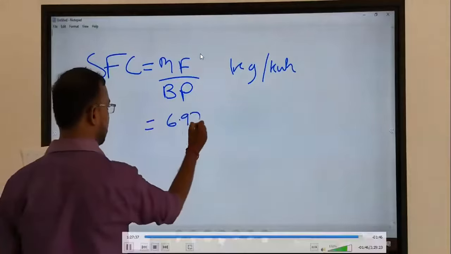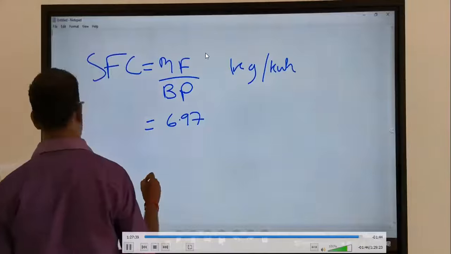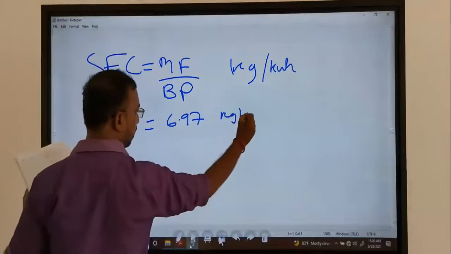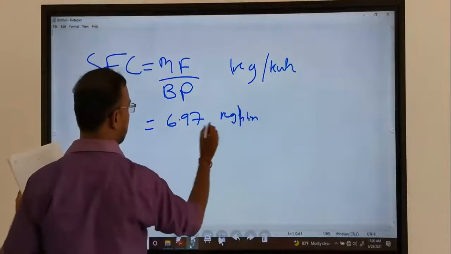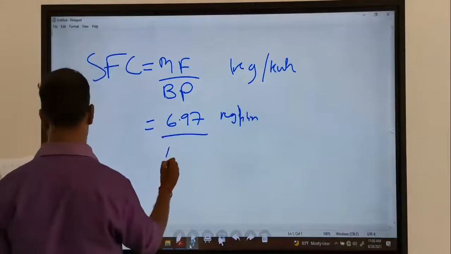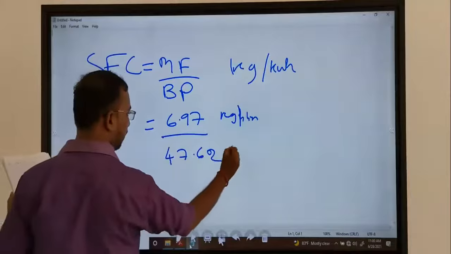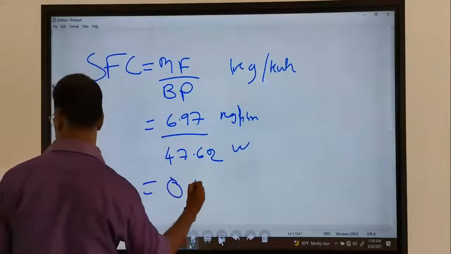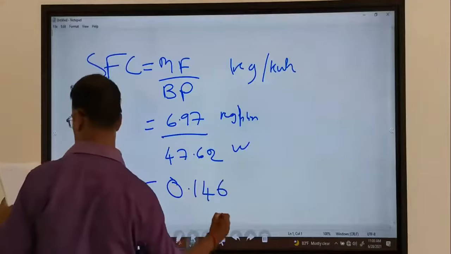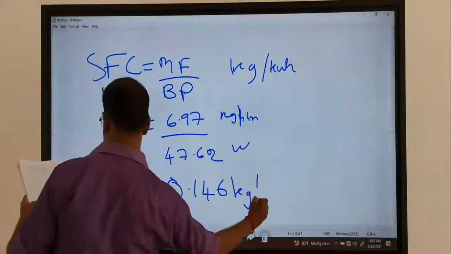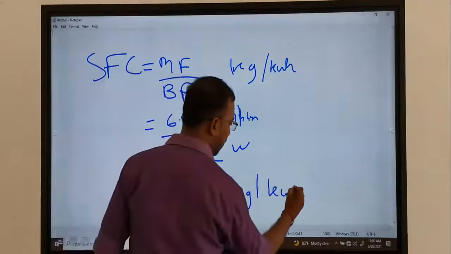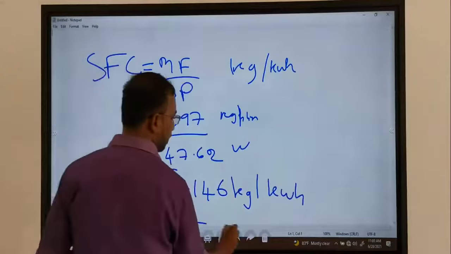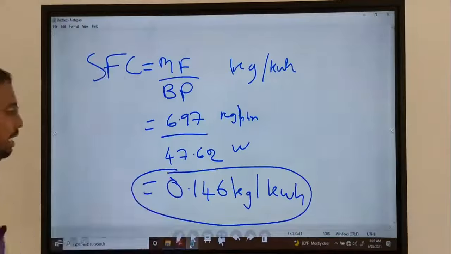So 6.97, which we already found in kilogram per hour, divided by the brake power 47.62 kilowatt. So the final answer will be 0.146 kilogram per kilowatt hour. This is the specific fuel consumption.